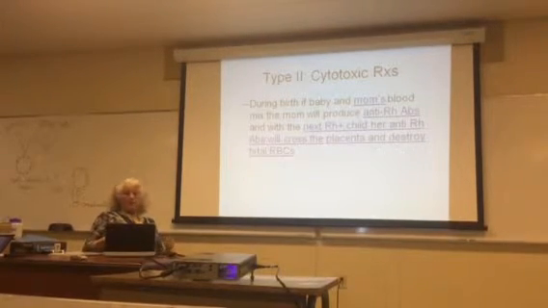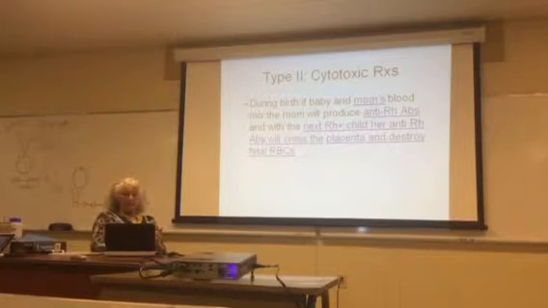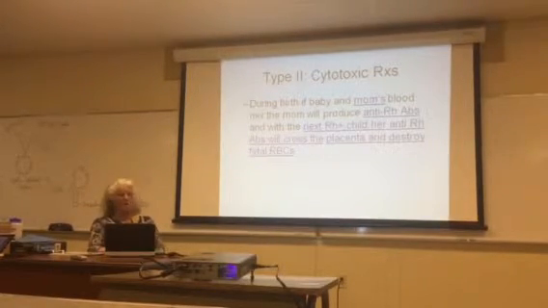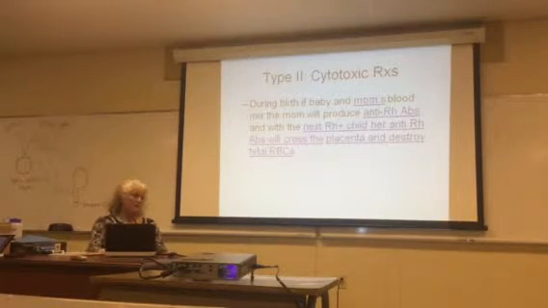But during the birth, if the baby's and the mom's blood mix, then the mother is going to produce anti-Rh antibodies. And with the next Rh positive child that she becomes pregnant with, her anti-Rh antibodies will cross the placenta and destroy the fetal red blood cells.